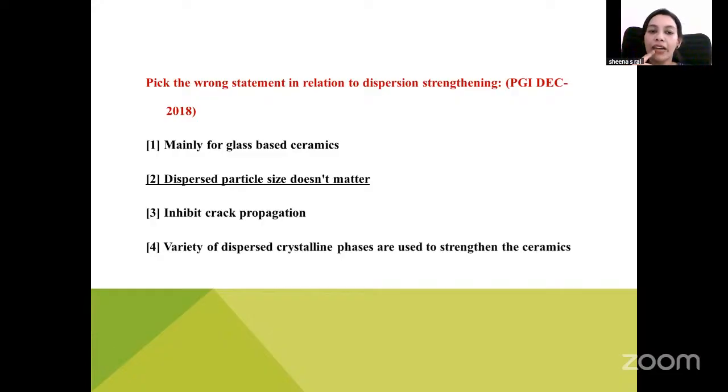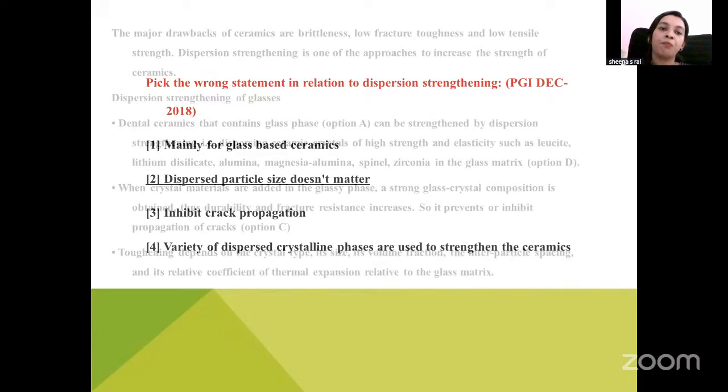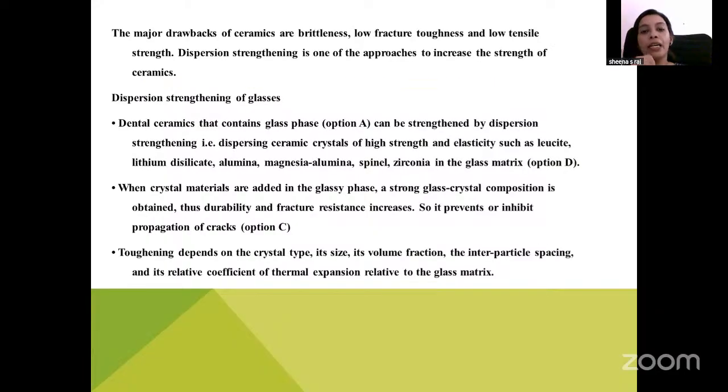Next is that a variety of dispersed crystalline phases are used to strengthen the ceramic. Yes, because there are a lot of crystalline dispersed phases used for strengthening ceramic material. See the last point: toughening depends upon the crystal type, its size, volume fraction, etc., and they actually determine the thermal expansion of the material.